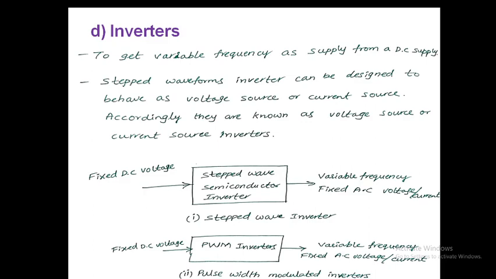And the next type is PWM inverters. Again, from a fixed DC voltage, if you want to get variable frequency and fixed AC voltage or current, we can use PWM pulses. That is nothing but pulse width modulated inverters. By that we can get the required frequency. In both cases, we can control the voltage also.